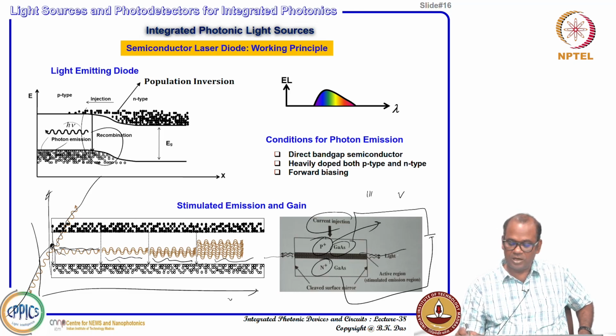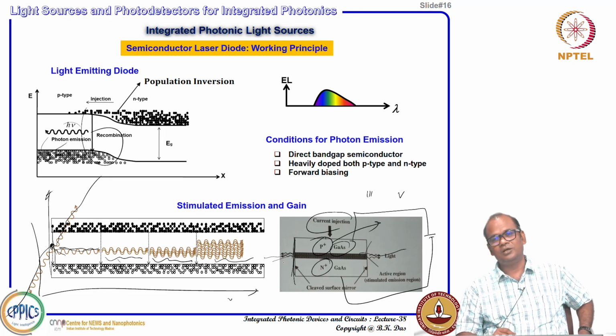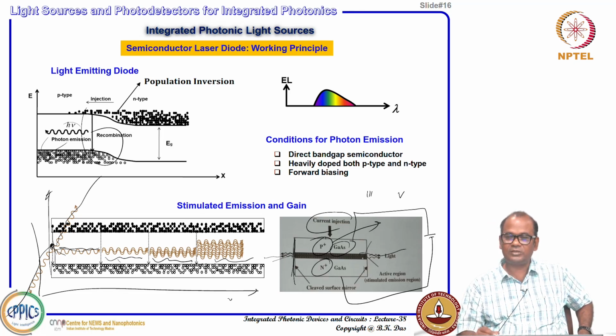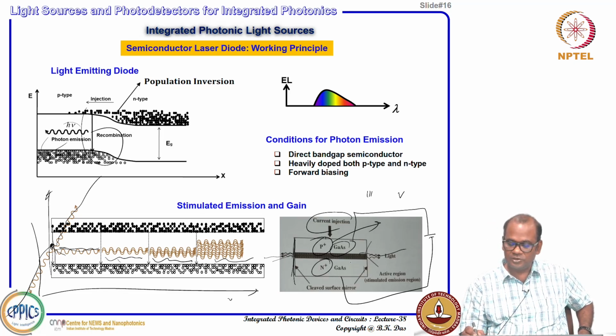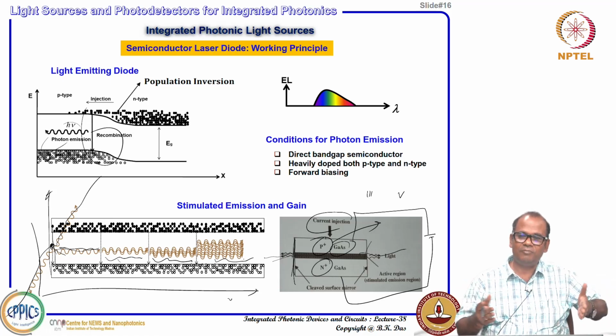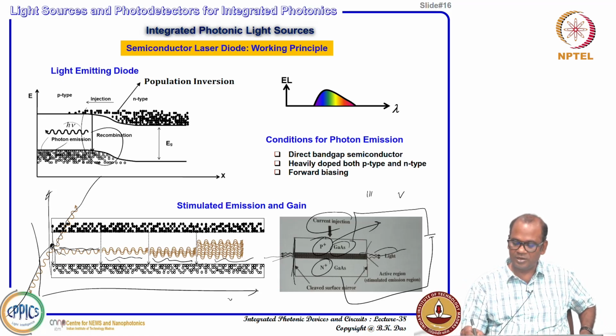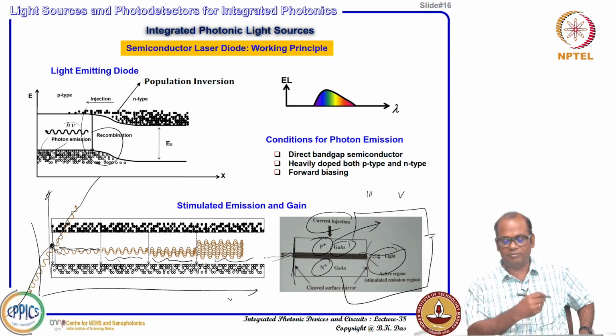From the output you can get light. This can be a cleaved surface, a semiconductor cleaved surface, and whenever light comes there you can get a certain kind of reflection here and here because of the Fresnel reflection. So, you can think some kind of feedback mirror is there. So, ultimately you may get some kind of laser light, whatever I have discussed earlier.